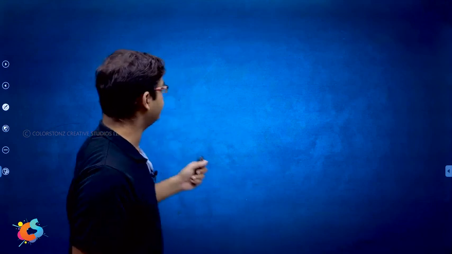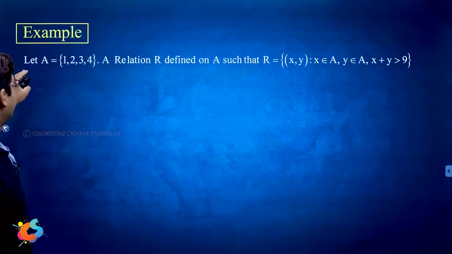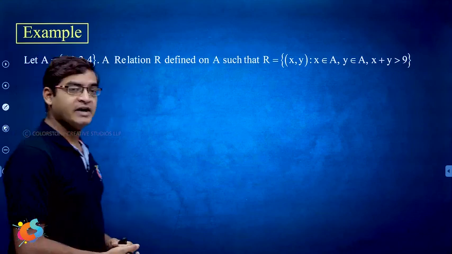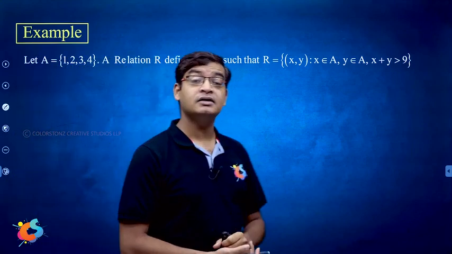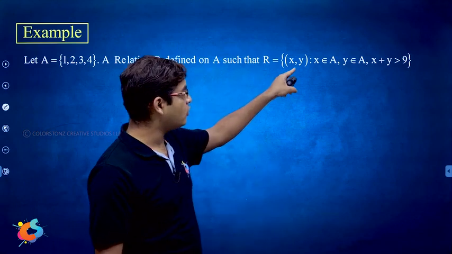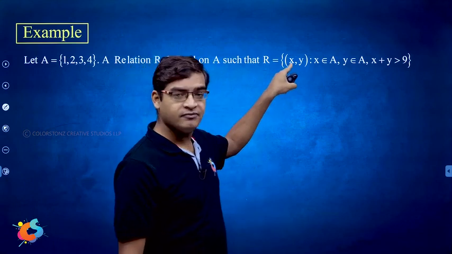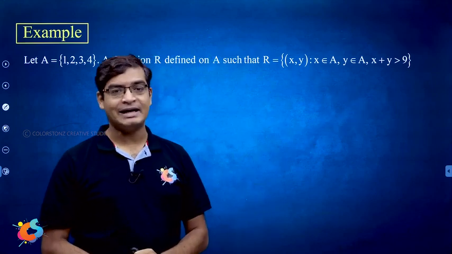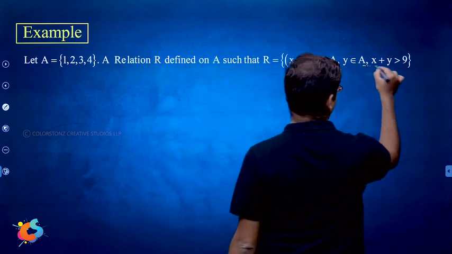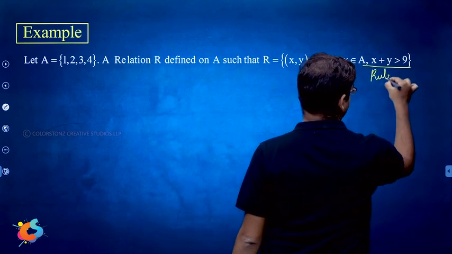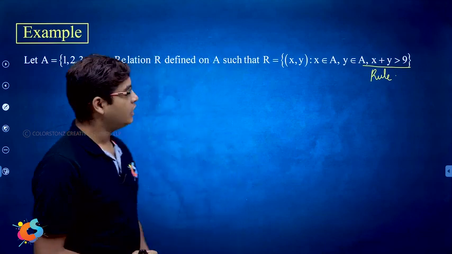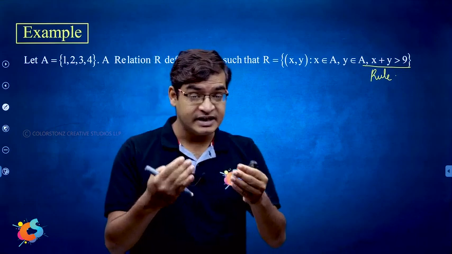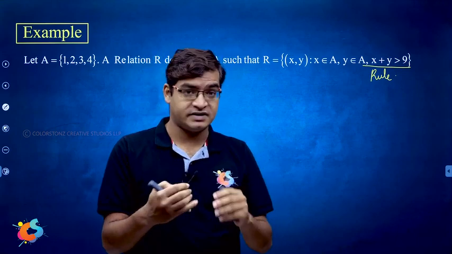Let us take one example here so that it will be very clear. Let A be a set which is having 1, 2, 3, 4. A relation R is defined on A such that R is a set which is having ordered pairs (x, y). X should come from set A, y should come from set A, and x plus y should be greater than 9. So this is the condition or rule. Based on this rule, you have to do the mapping. So R is a relation defined on A, meaning our relation is a subset of A cross A, right?